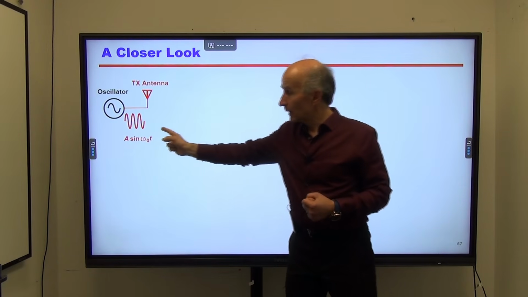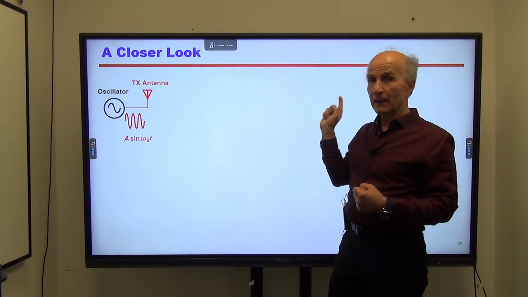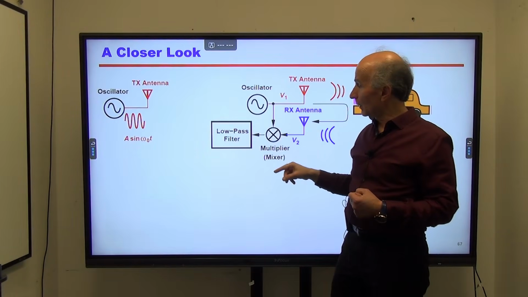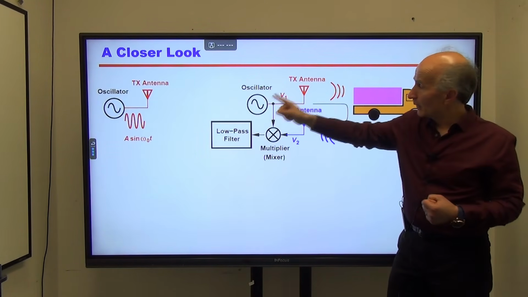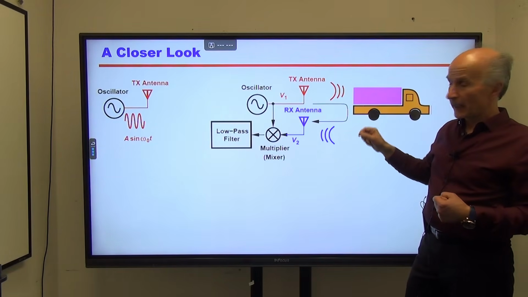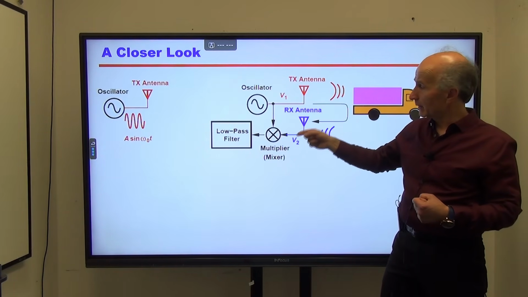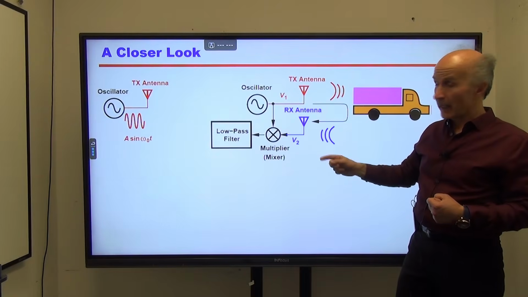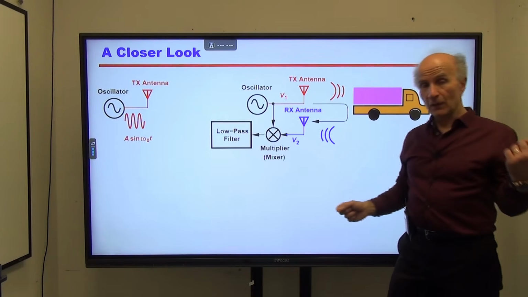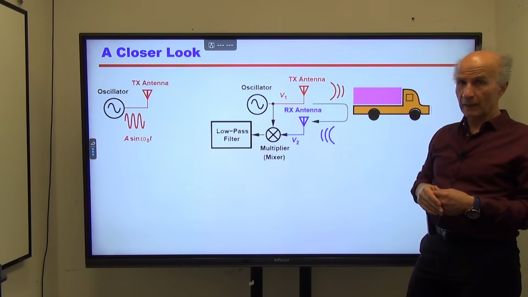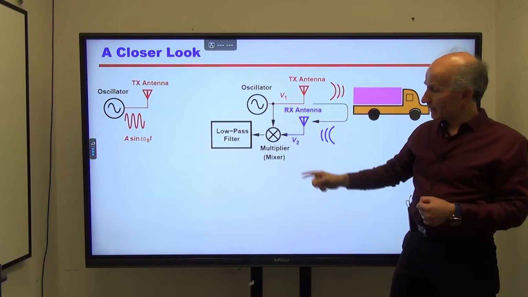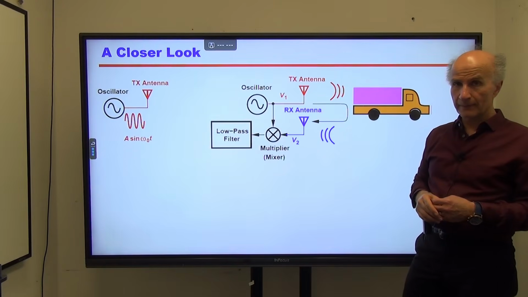Now, this wave goes and reaches the truck and comes back. So, what shall we do? Well, we take the red waveform that went to the truck, and we take the blue waveform that came back. We call these V1 and V2, and we multiply them as you saw on the previous page. We multiply the red wave by the blue wave. The symbol is a multiplier, sometimes also called a mixer.